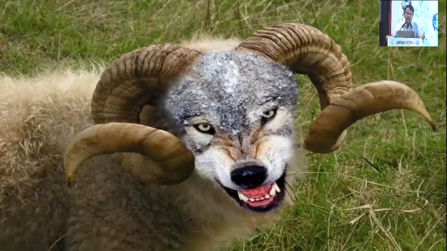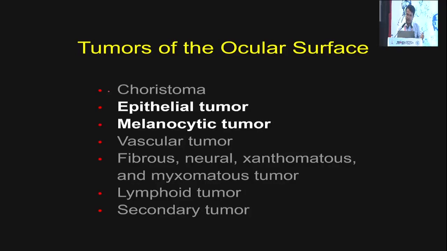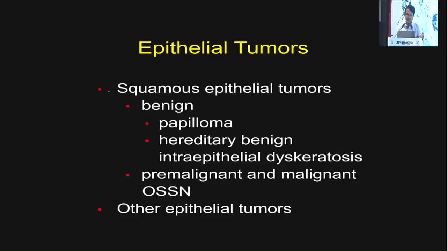And how do you identify all that? It's very easy, because each tumor comes with a signature. Each tumor has a very specific clinical feature. If you look at it, you'll be able to identify. And that's how you'll be able to recognize. Seema has covered everything except epithelial and melanocytic, and I'll cover what is left.